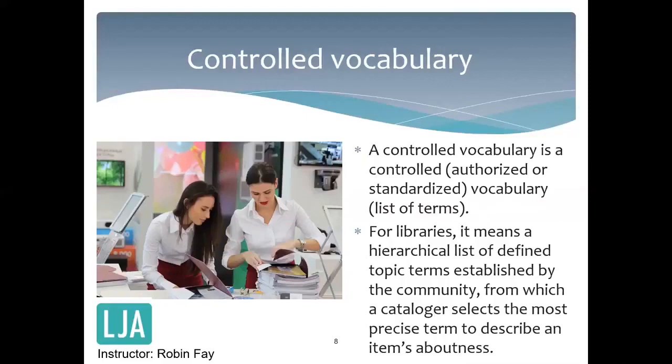A vocabulary is just a list of terms. For libraries, the kind of controlled vocabularies most of us are using are a list of defined topic terms established by the community, and they are a hierarchy. How this process works is, as the cataloger doing subject analysis, you're going to go in and look at your controlled vocabulary, whichever one it may be, and select the most precise term that describes your item's aboutness.